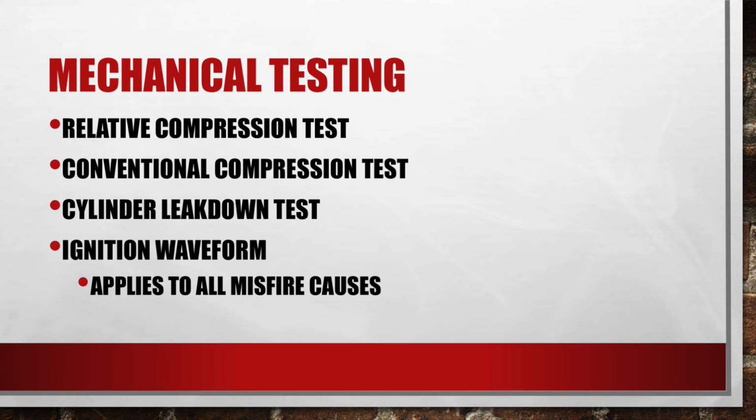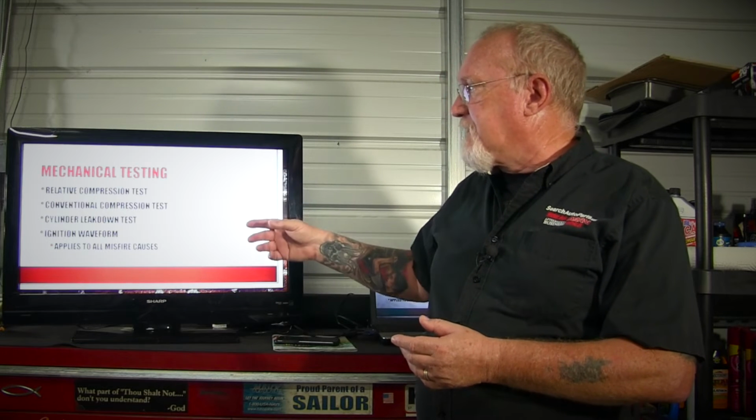For mechanical testing, one of the very first things I'd like to do in any drivability concern is do a relative compression test. And I'm not going to go into detail here. There's lots of stuff on our YouTube channel about different ways you can do a relative compression test. The whole idea is to do something very quickly that gives us an idea of the health of each cylinder. If I see a weak one, then I'm going to focus more on that one using some of the more conventional tests like the compression or cylinder leak down test.